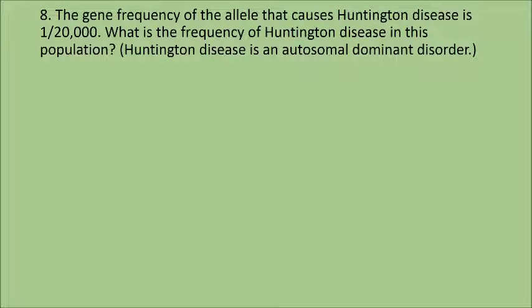The gene frequency of the allele that causes Huntington's disease is 1 in 20,000. What is the frequency of Huntington's disease in this population? Huntington's disease is an autosomal dominant disorder. So the key to getting this problem correct is knowing that the gene frequency of the allele is 1 in 20,000. So this dominant allele, P, equals 1 in 20,000. That's the first step.